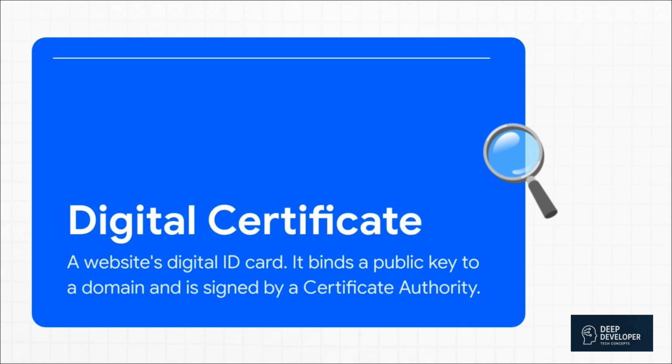But wait a second. How do you know the public key you just got actually belongs to your bank? That's a huge question, and the answer is a digital certificate. The best way to think of this is like a website's passport or its driver's license. It's a data file that contains the website's public key, its domain name, and most importantly, a digital signature from a trusted third party called a certificate authority, or a CA.